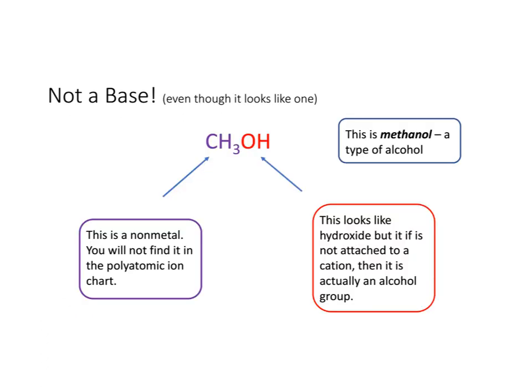We should also look at examples where a chemical compound, even though it appears to be a base, is not actually a base. The example here is methanol, CH3OH. We see that there's an OH here, and we automatically assume that because there's an OH, it will dissociate to give you hydroxide, and whatever the CH3 compound will become.